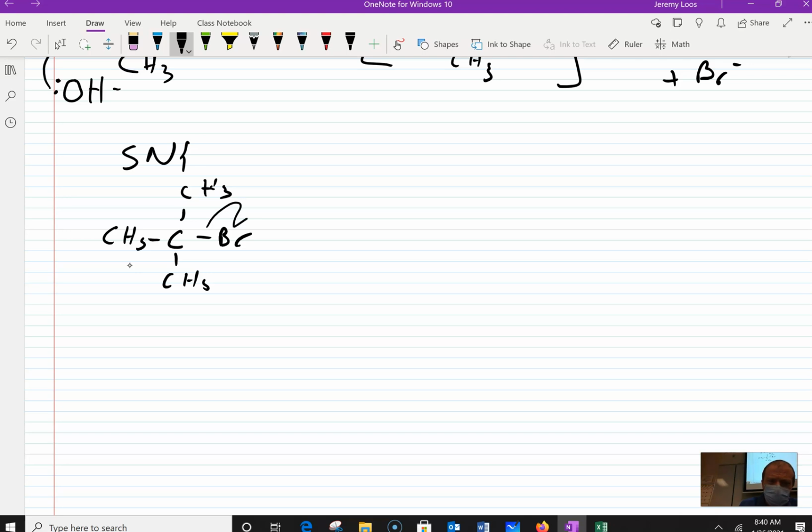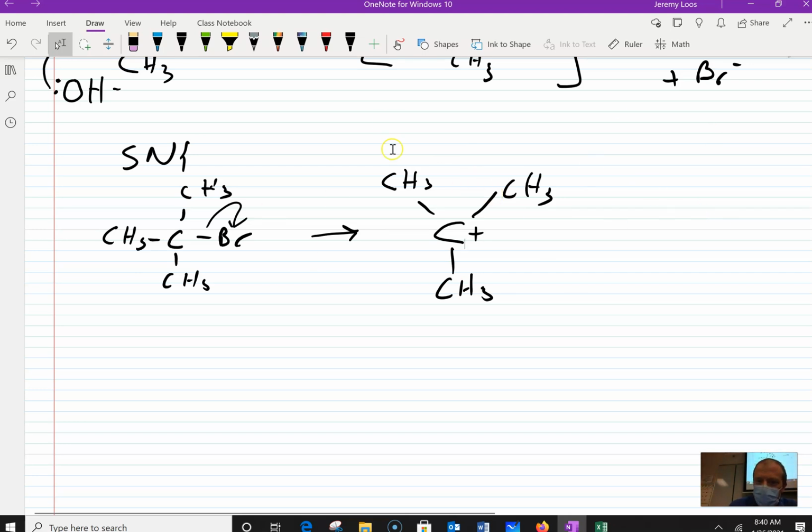So the slow step here is the spontaneous fission of that bromine, forming a carbocation here. Importantly, this is a trigonal planar shape, which means this carbon is now wide open for attack from either direction.